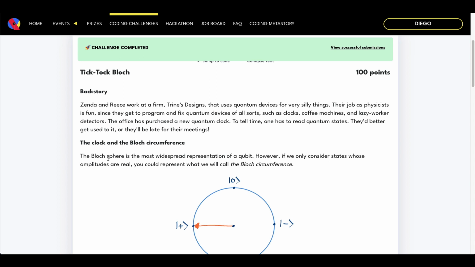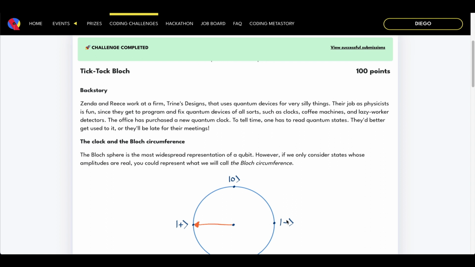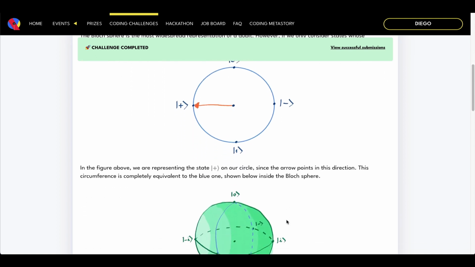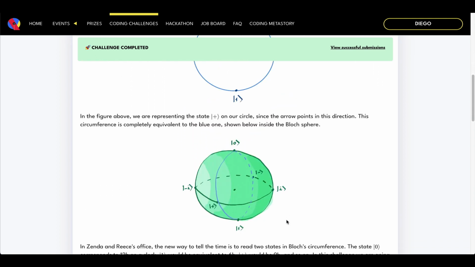This is the 9th problem in the QHack 2023 Quantum Coding Challenges, and this one is entitled Tick Tock Block. What we're being asked to do in this problem is, we're given two values, one that represents the hour of the day and one that represents the minutes of the day. And we are to encode these hours and minutes in the Bloch sphere as state vectors for two separate qubits.